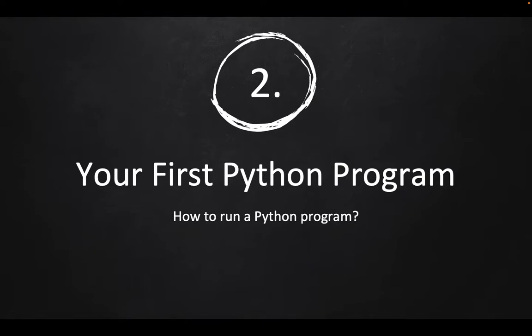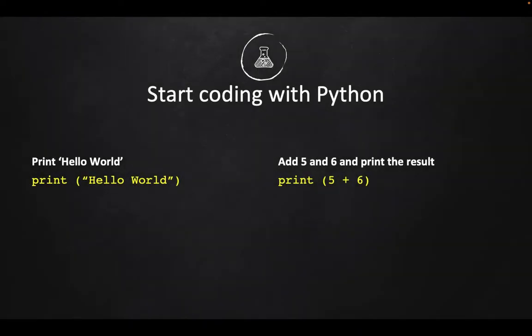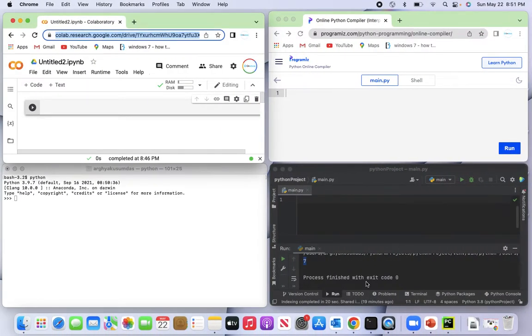Now let us run our first Python program. In our first Python program, we will print a full text message on screen such as hello world, and then we will try to add two different numbers like 5 plus 6, something like that. There are many different ways you can run a Python program.